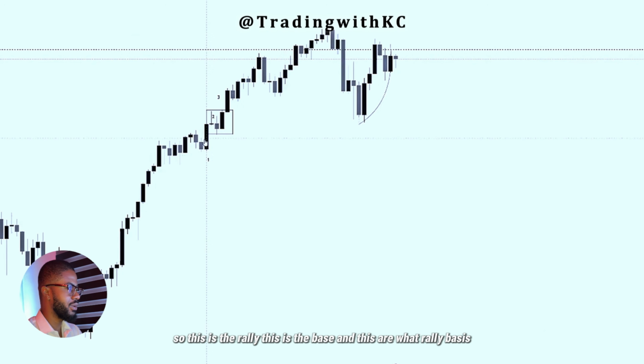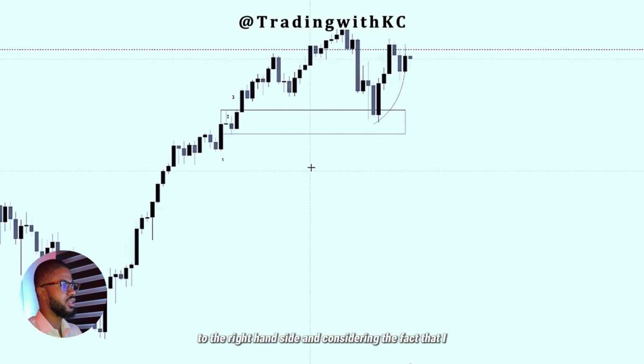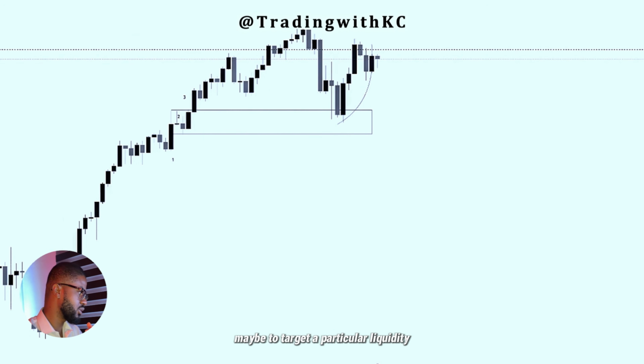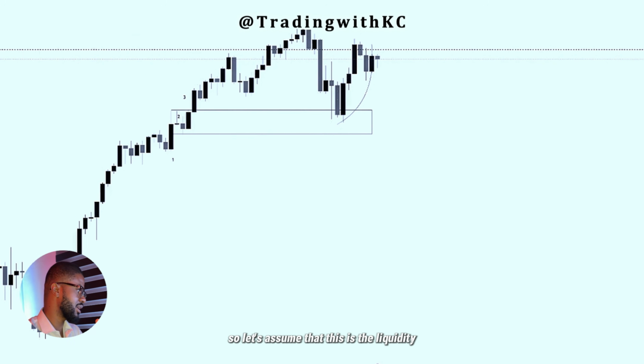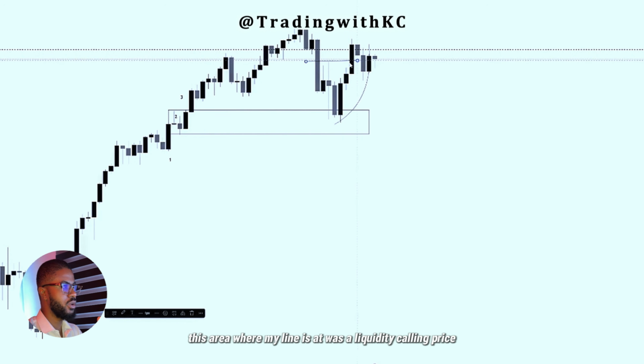All right, so this is the rally, this is the base, and these are rally bases. Okay, so all I need to do now is to drag it to the right hand side. And considering the fact that I am potentially bullish at this particular period of time, maybe to target a particular liquidity formed around this right hand side. So let's assume that this is the liquidity, because of course this was the liquidity calling price. Okay, this area where my line is at was a liquidity calling price.